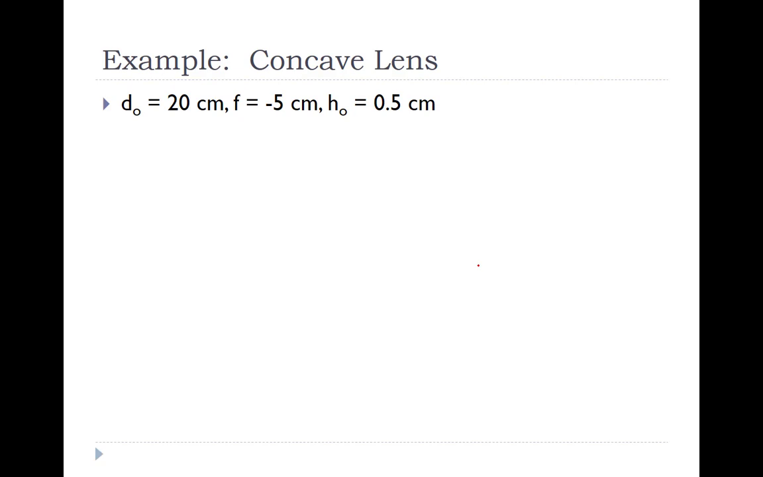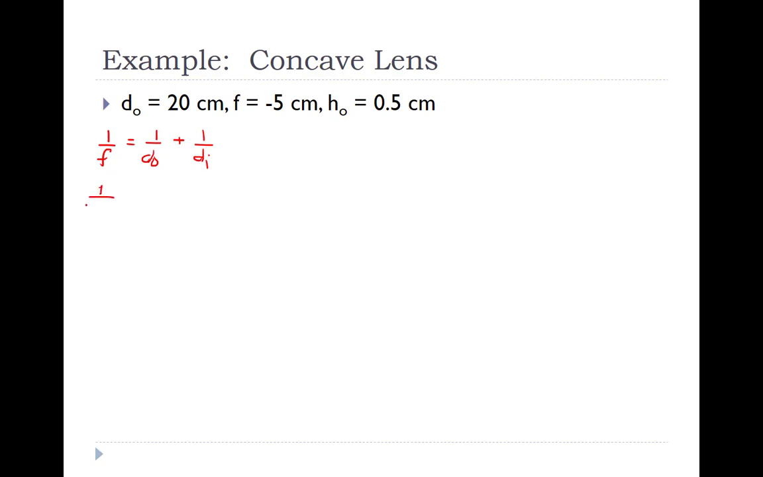As with mirrors, our goal here is to not only calculate all the things we don't know, but also to look at the results of our calculations and characterize the image. Okay, so the first thing we're going to do is find the object distance using the relationship between the focal length, object distance, and image distance.